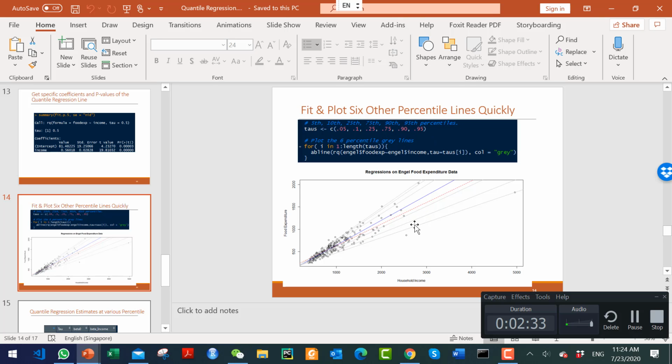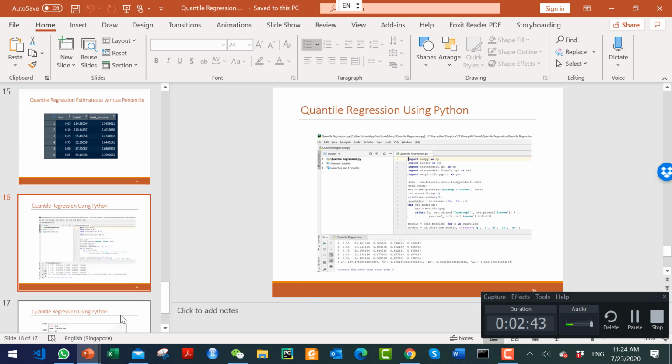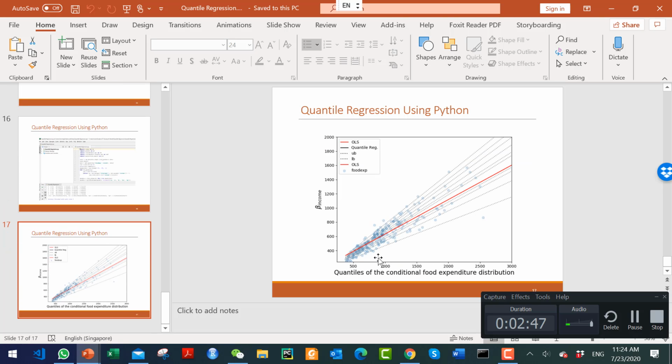So which one are we looking at? This is the tau and this is the slope. Eventually, this is what we have. After that, I'm going through Python. Exactly the same thing you can do in Python as well with the different tau. Okay, so let's look at R first.